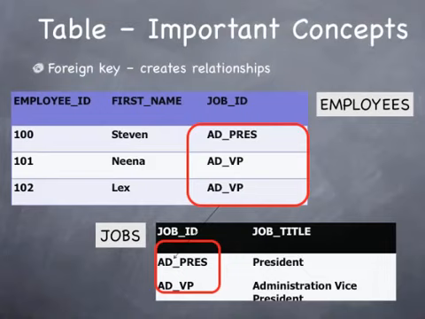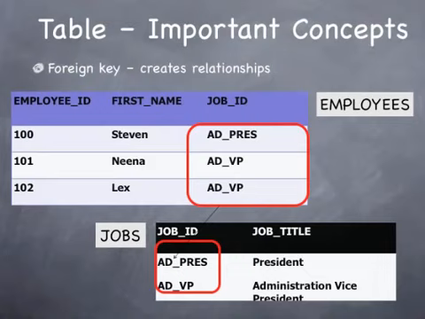Now first of all, let's take a look at what the primary key in the two tables would be. The primary key for the employees table would be employee ID. The primary key in the jobs table would be job ID. Now there is a relationship between these two tables, and the relationship is defined by the job ID column in the employees table. Notice that some of the employees also have the same job ID. Now what is important to observe is that the values in the job ID column of the employees table are all existing values in the job ID column of the jobs table.